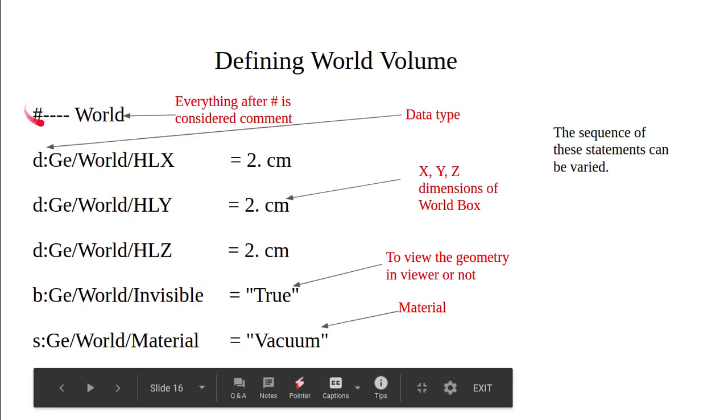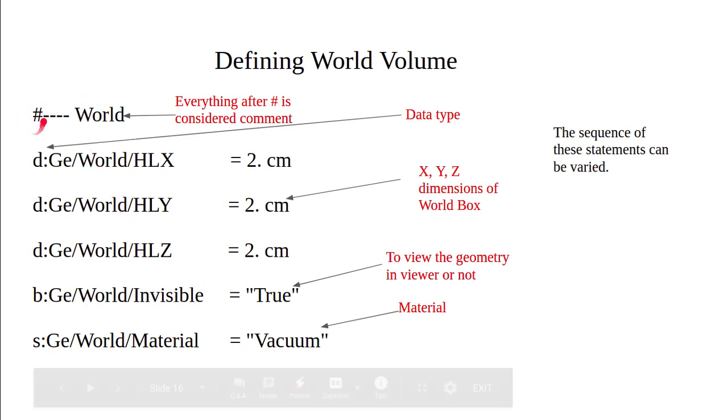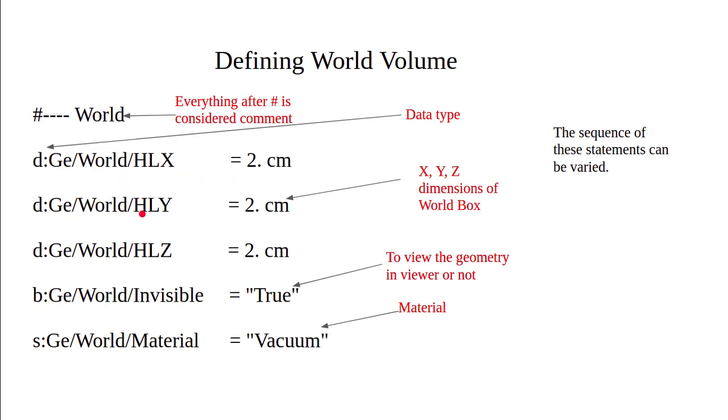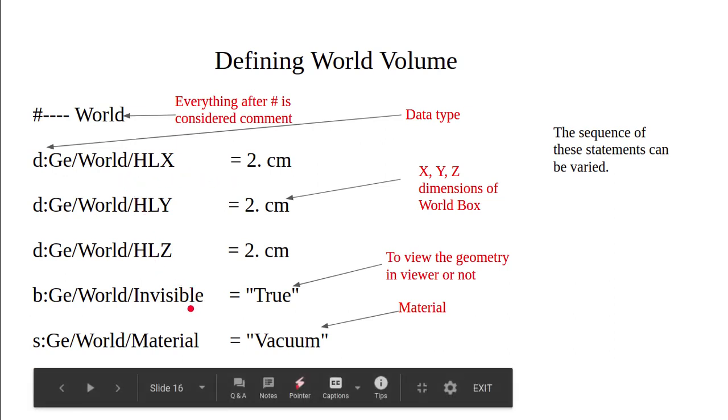Another thing to note is when you put a hash in front of any line, everything after that is considered a comment, and you can put these line statements in any sequence. You don't need to worry about whether to put x first or y first or z first, or put the visibility first or the material first. So it's your choice and you can do as you wish.